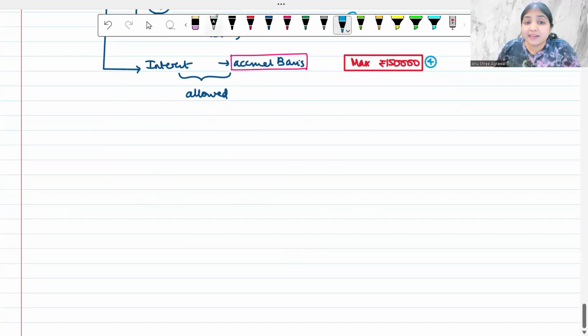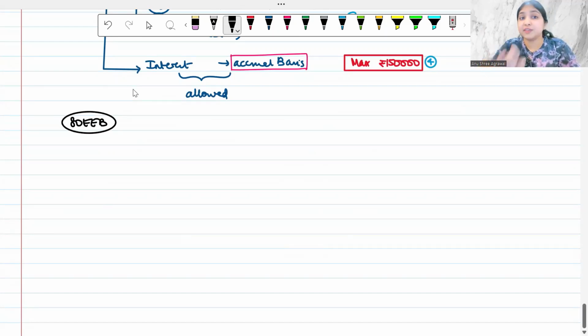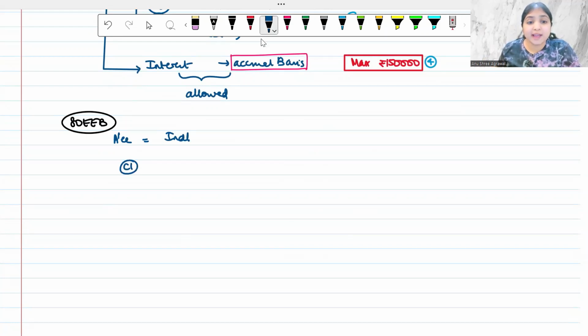Now, coming to the final section under the 80E series, we have section 80EEB. Now, 80EEB is a slightly different section. Even here, we're talking about interest only. Even over here, who is the assessee? Even over here, the assessee is an individual. But here, what kind of a loan has he borrowed? Here, he has borrowed a loan because he wants to purchase an electric vehicle.